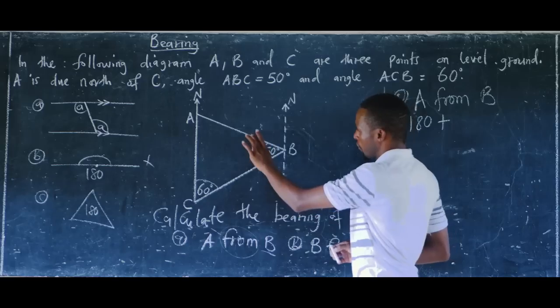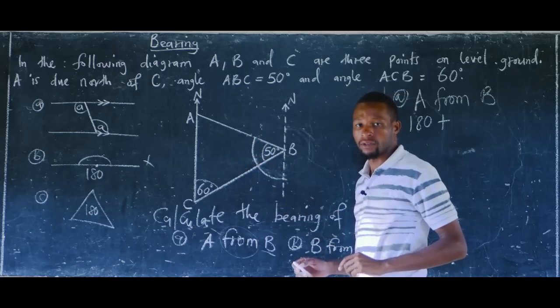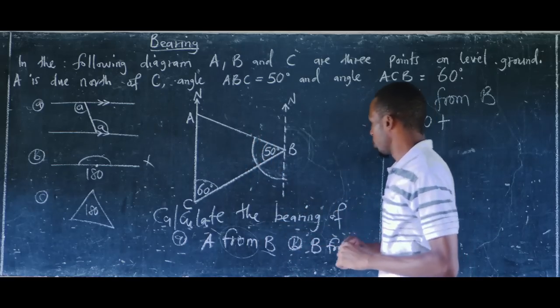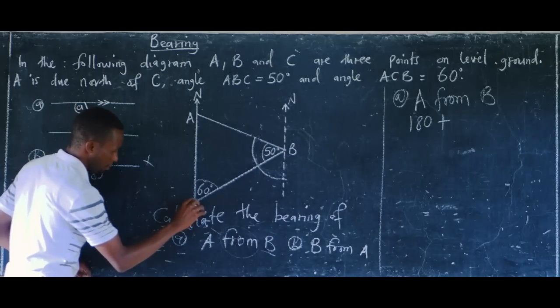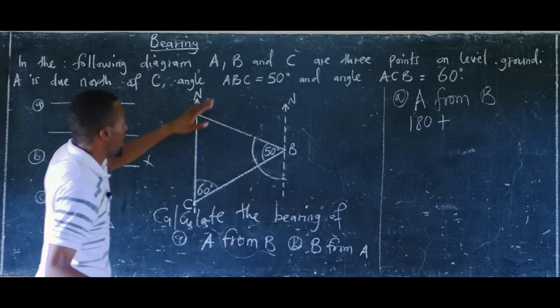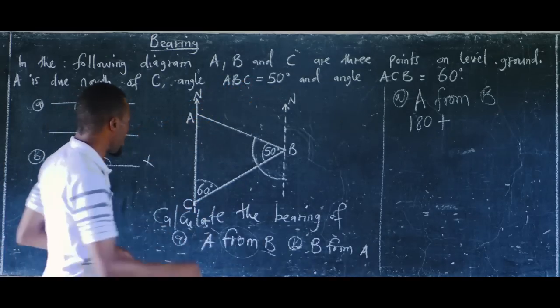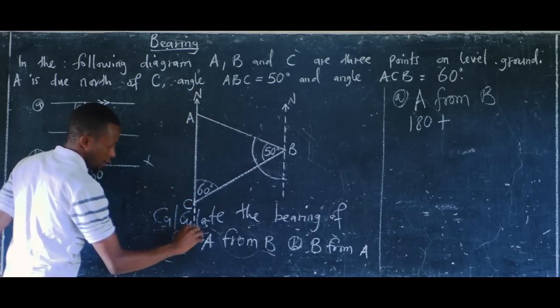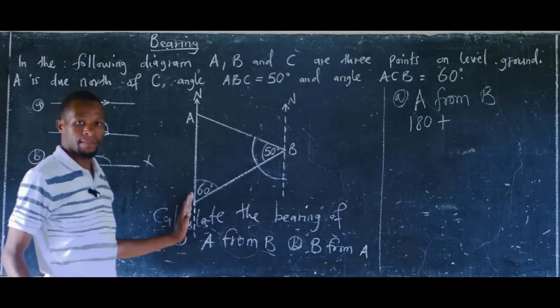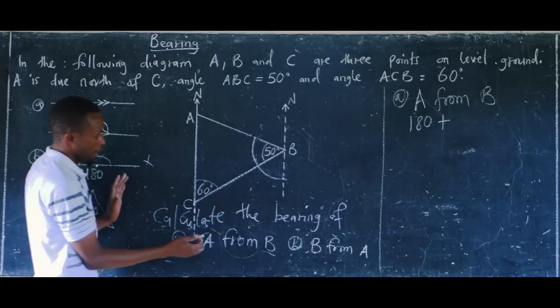So how do we get to find this one here now? Very simple. What we are going to do, here on C, this is already a north line, okay? Because they're saying these points are on level ground. This line, as you can see, it's a north line already, okay?